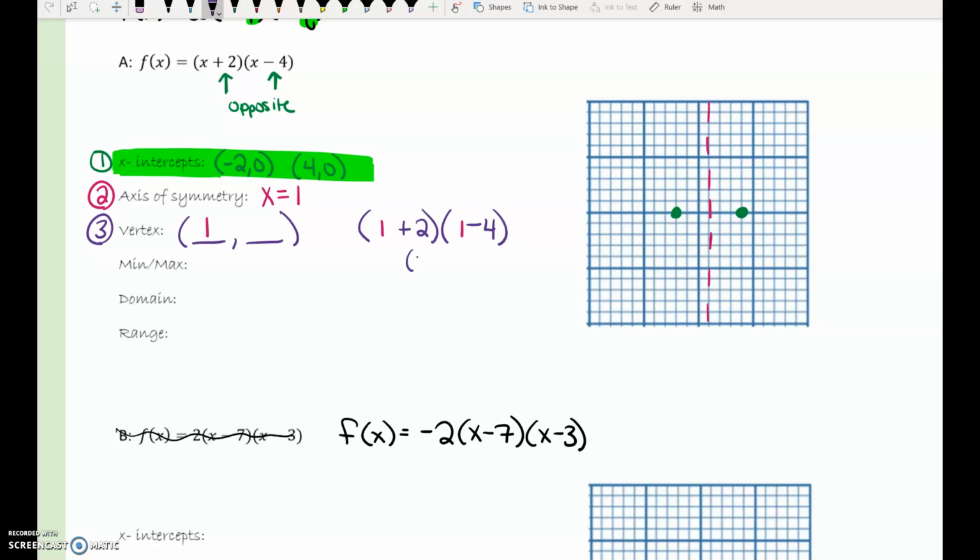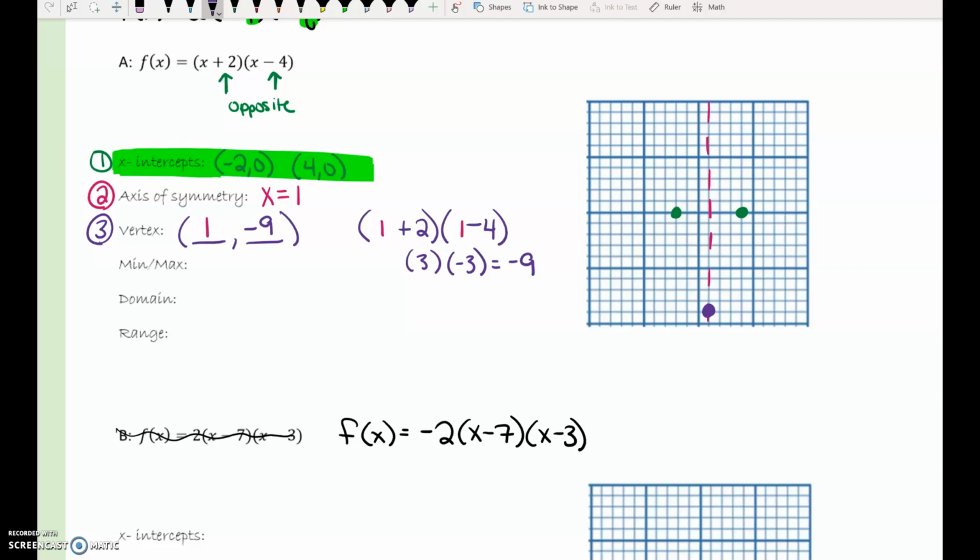1 plus 2 is 3. 1 minus 4 is negative 3. That gives us negative 9. So our vertex is at the point (1, -9).